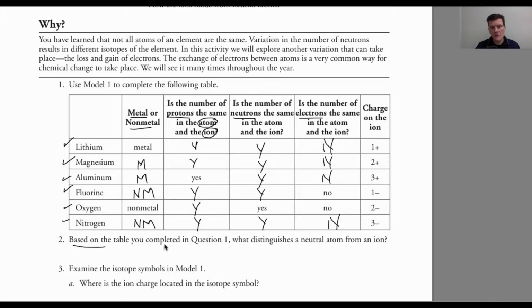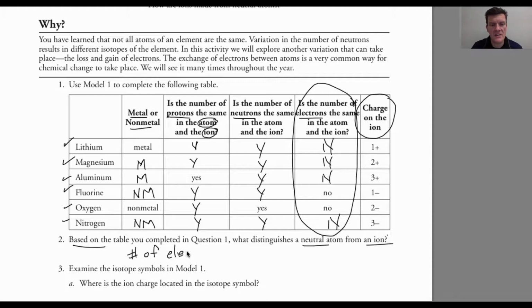So based on the table that we just completed, what distinguishes a neutral atom from an ion? So a neutral atom or an ion, and it is going to be the number of electrons. So neutral versus an ion. An ion is a charge, by the way. It is going to be the number of electrons.